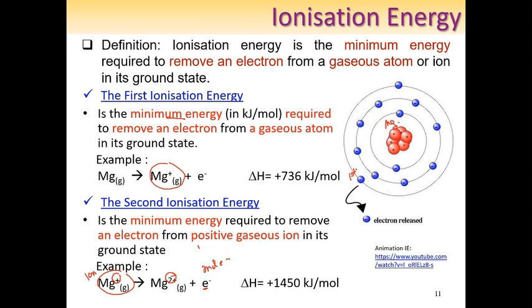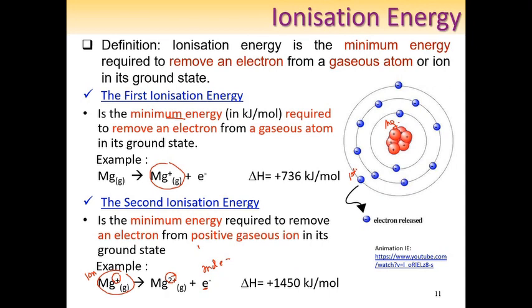So the second ionization energy required to remove the second electron is 1450 kilojoule per mole. Second IE is always higher than the first IE. This is because it always takes more energy to remove an electron from a positively charged ion than from the neutral atom. Okay, we need more energy.